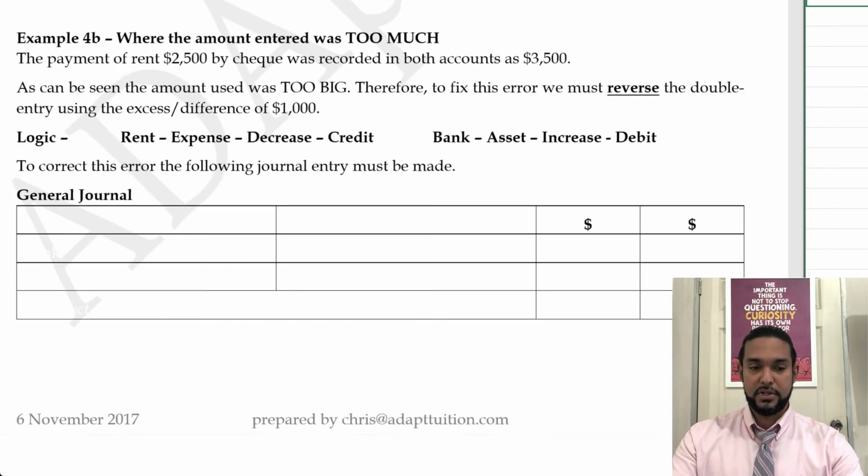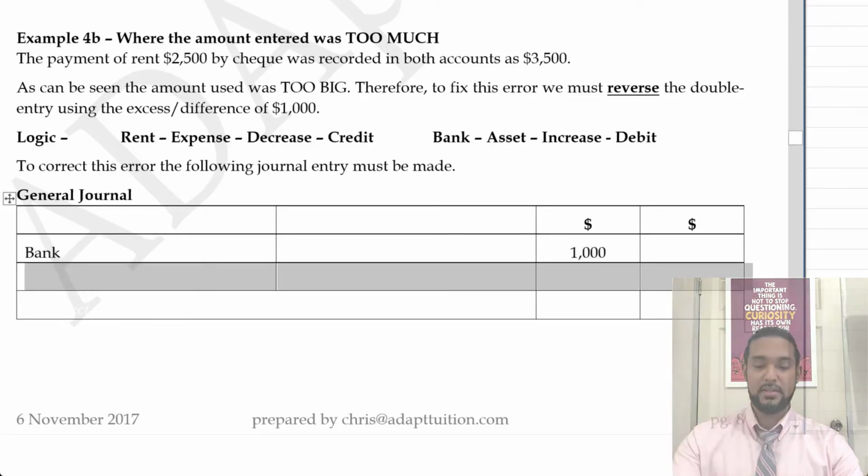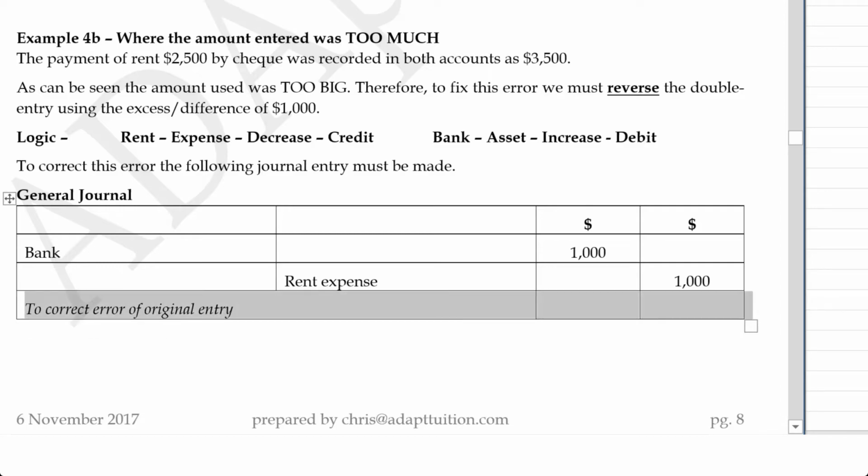So let's go back across to the general journal. So once again, we put the debit entry first, debit to bank, because the credit side was overstated. And we're going to credit rent expense because the debit side was overstated. All right, and of course, don't forget to put your narration. Again, your narration doesn't have to be too long, but don't make it overly short either.